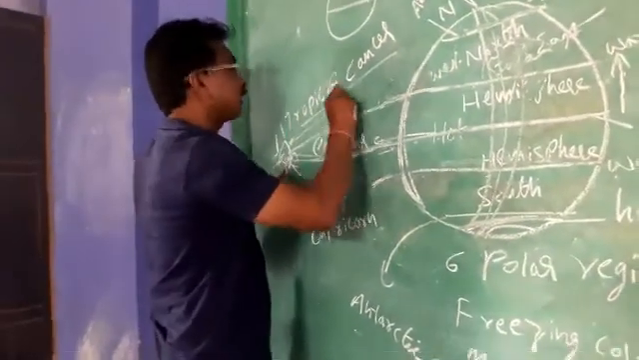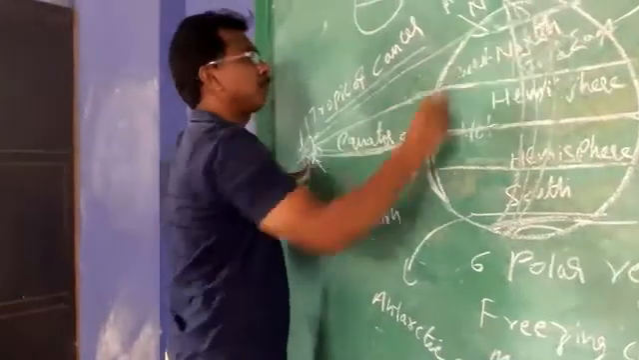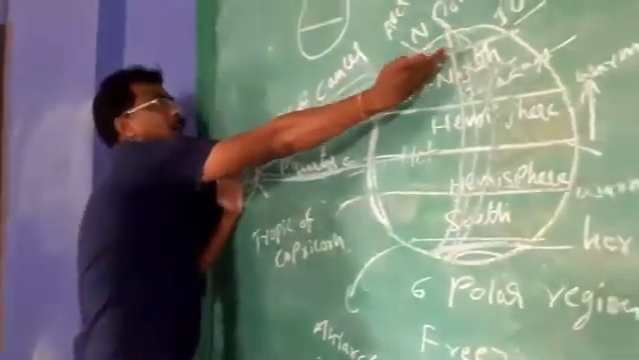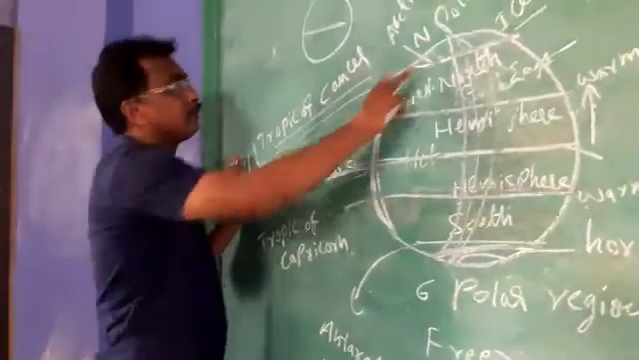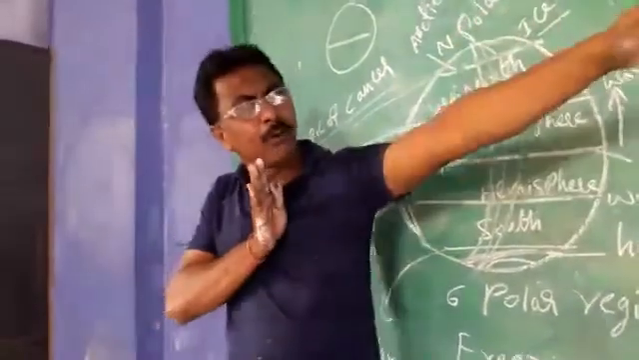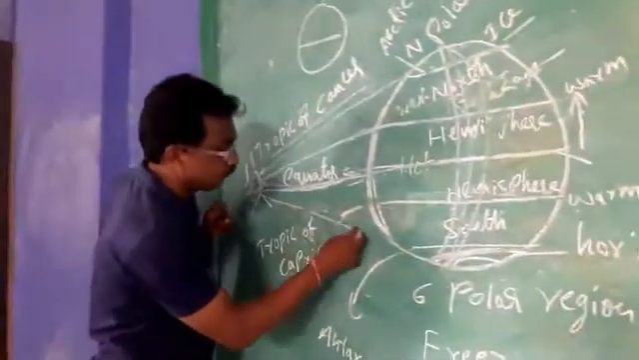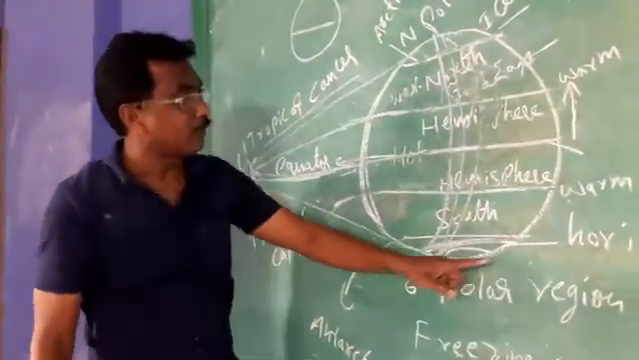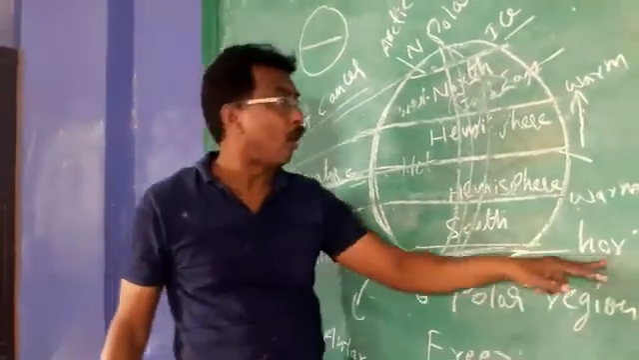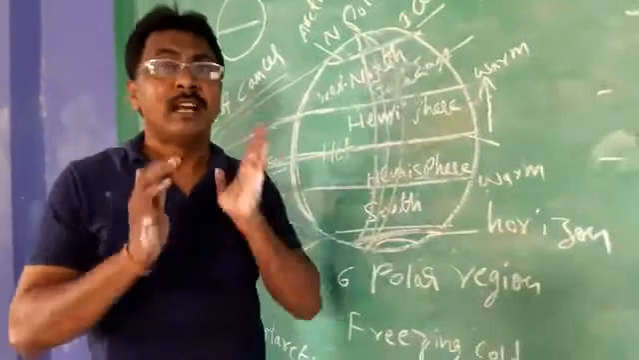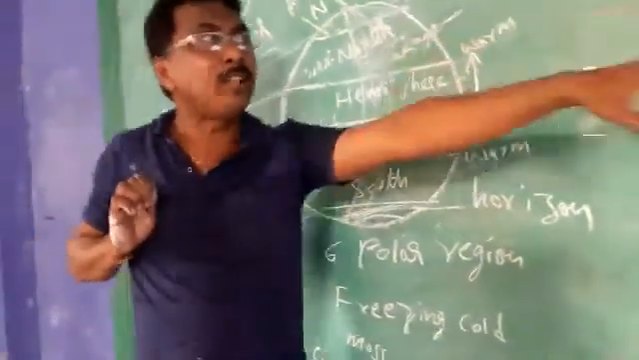And here you see the sun is very far to this whole area, the Arctic Circle. So the sun is very far, and here also the sun is very far to them in the south pole. And what is happening? The climate will be cool here. Why? Because the sun rays will fall horizontally.